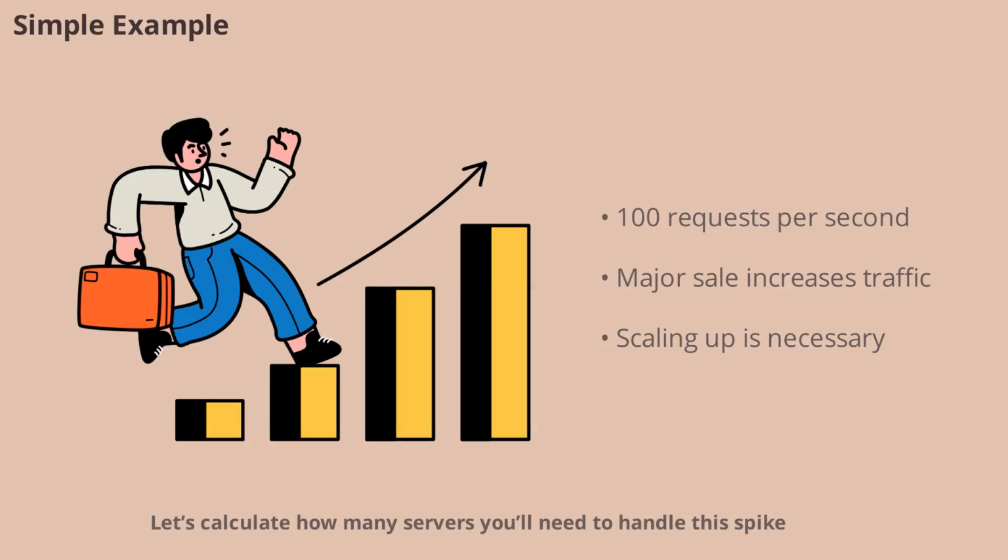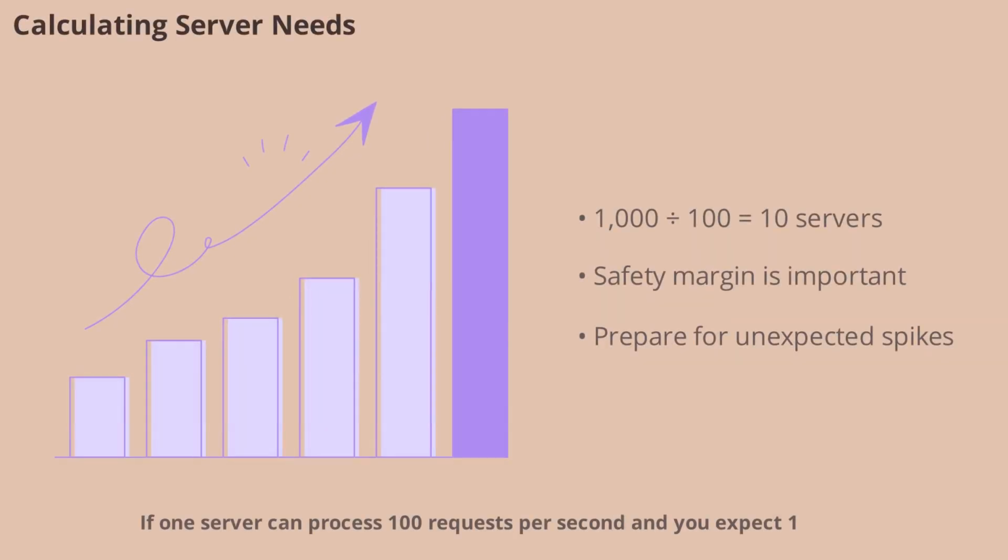Let's calculate how many servers you'll need to handle this spike. If one server can process 100 requests per second, and you expect 1,000 requests per second, the math is straightforward. Divide the expected traffic by the server's capacity. 1,000 divided by 100 equals 10 servers. So you'll need about 10 servers to handle the load.